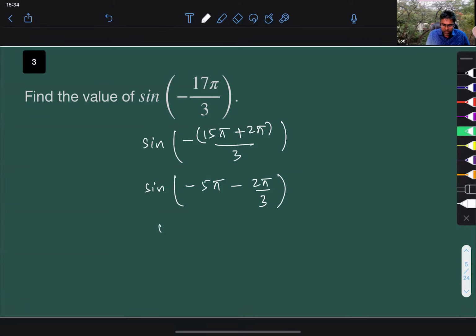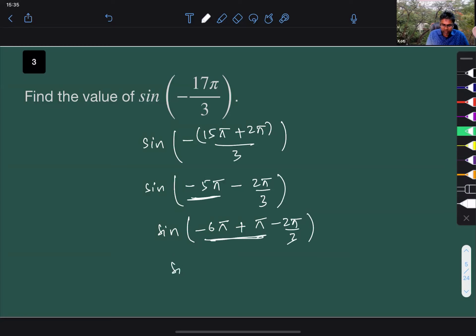One thing that I can do is make this minus 5 pi into minus 6 pi, because I don't have minus 6, I have only minus 5. So I'll just add another pi. Oh, sorry, that is 2 pi by 3. Okay, so this is fine, right? I'm just splitting the minus pi.